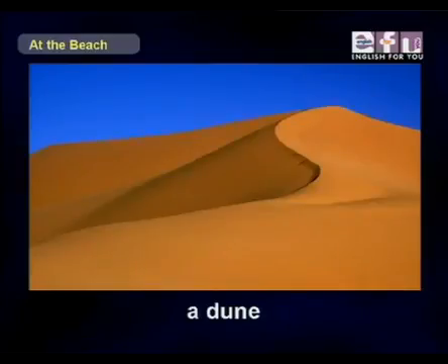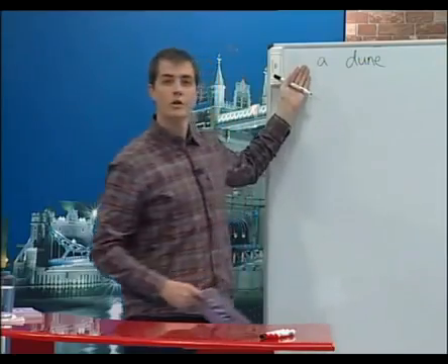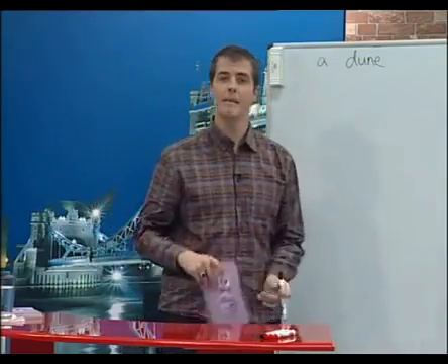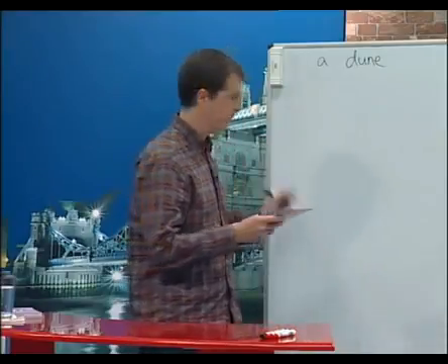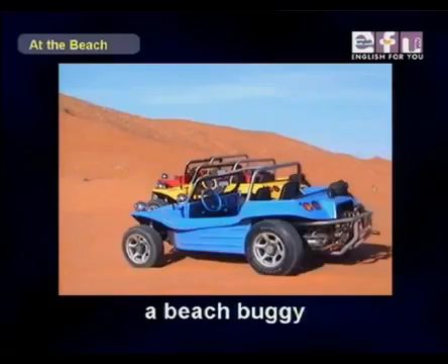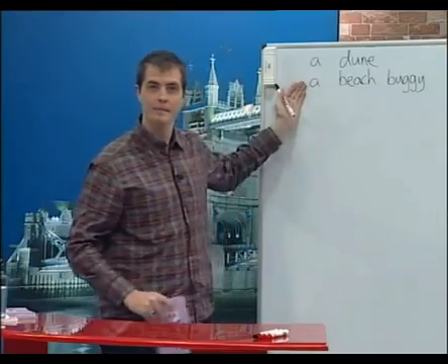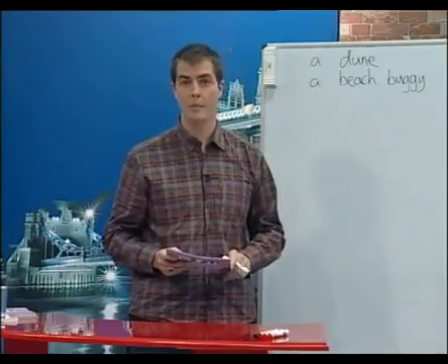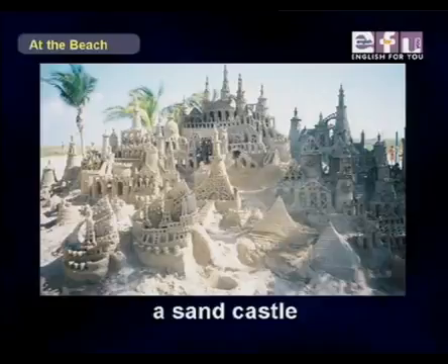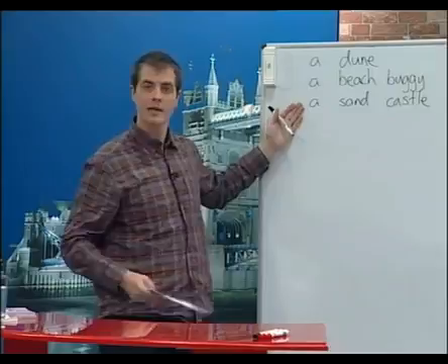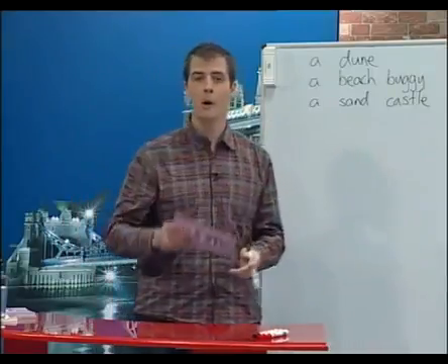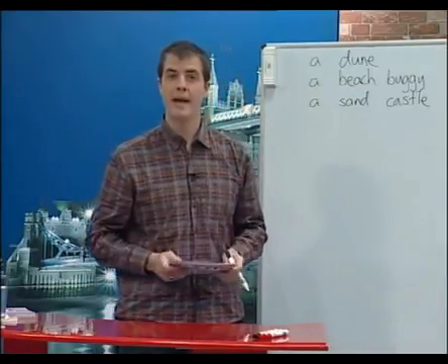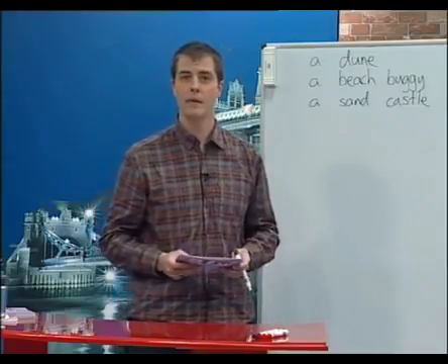Okay, we have a dune. A dune is a hill made of sand near a beach. A beach buggy. A beach buggy is a vehicle you can drive across the sand on the beach. A sand castle. A sand castle is a small model of a castle which is made out of sand, usually by children on the beach.